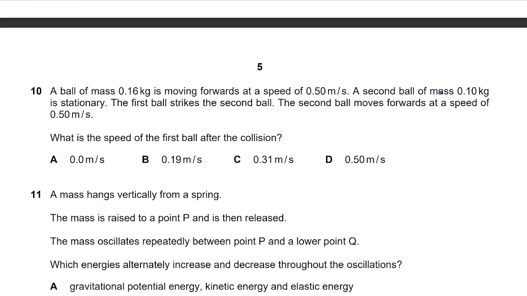The next question says, a ball of mass 0.16 kg is moving forwards at a speed of 0.5 meters per second. A second ball of mass 0.10 kg is stationary. The first ball strikes the second ball. The second ball moves forward at a speed of 0.5 meters per second. What is the speed of the first ball after the collision?